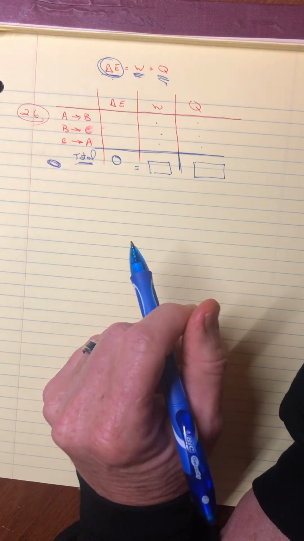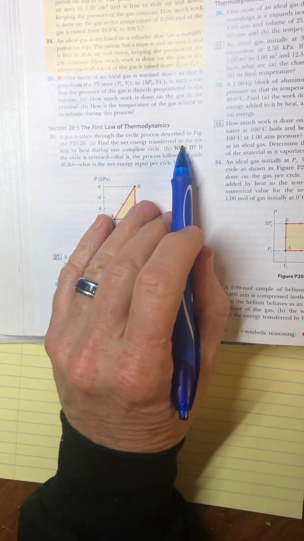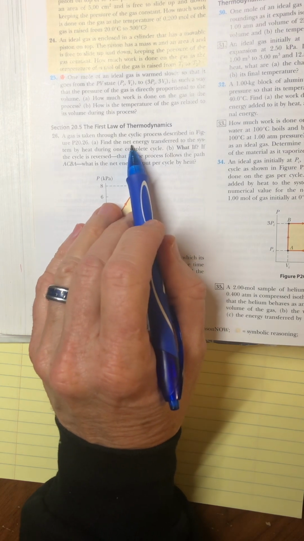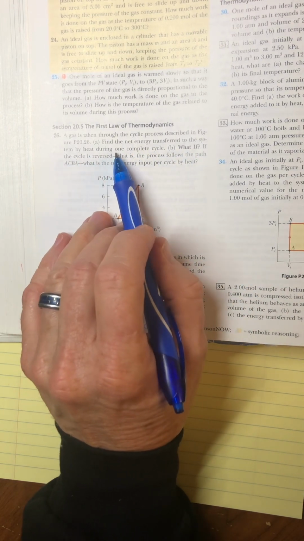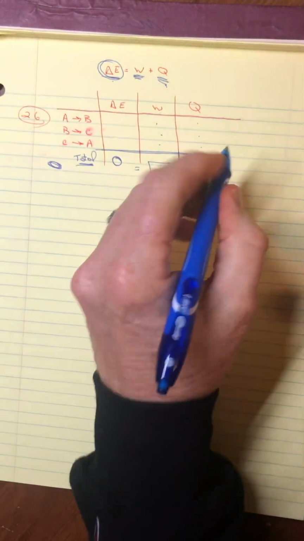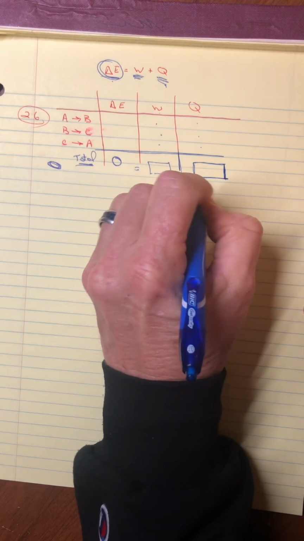And so when they tell me in this question to find the net energy transferred, so net energy, they want to know the total energy transferred to the system by heat during one complete cycle. So they want to know this. This is really what is being asked of me.